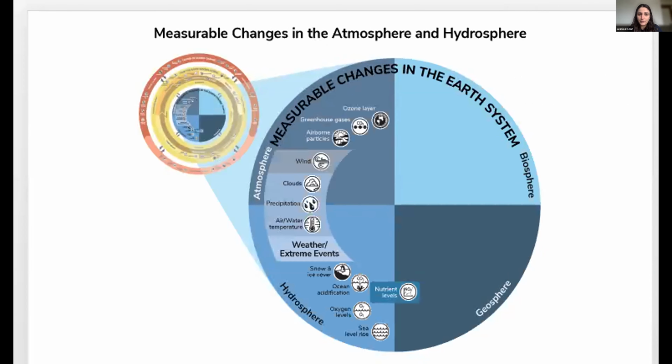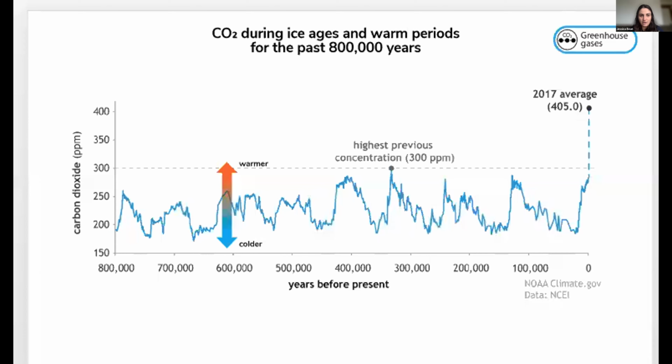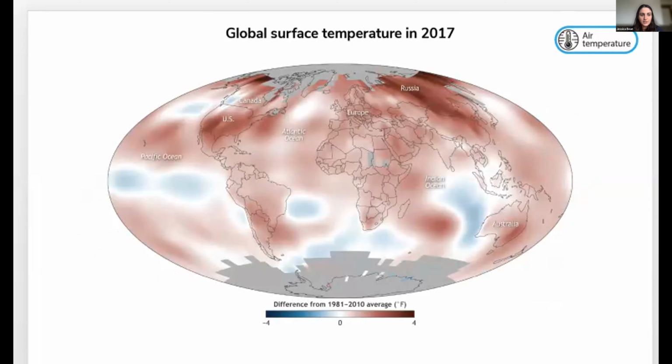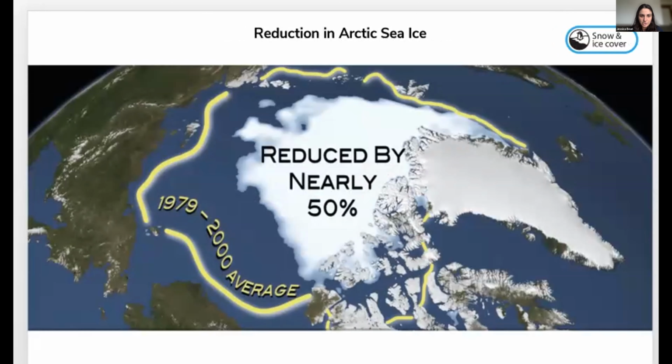So if we look at our atmosphere and our hydrosphere, we measure weather and extreme events, so temperature, precipitation, clouds, and wind. Over long periods of time, 30 years or more, we would think about that as climate, but on a daily, hourly basis, we measure these things as weather. We can also measure our greenhouse gases, airborne particles, snow and ice cover, ocean acidification, sea level rise, nutrient levels. And we have really great graphics and data sets on our website to help unpack things like CO2 levels over the last 800,000 years, changes in global surface temperatures, or changes in ice cover. Here's Arctic sea ice and how it's changed since this 1979 to 2000 average. And I think this is from 2017. So again, what's our data? What's our evidence? We provide links and resources for you to look at those types of data sets.